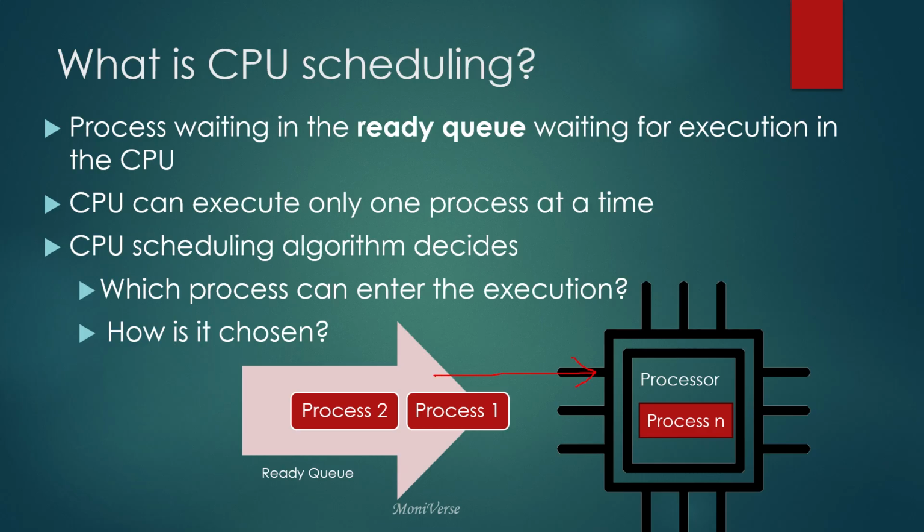How is the process chosen from the ready queue? Either process 1 can be sent to the CPU or process 2 can be sent to the CPU. So what makes the decision? The CPU scheduling algorithms make the decisions.